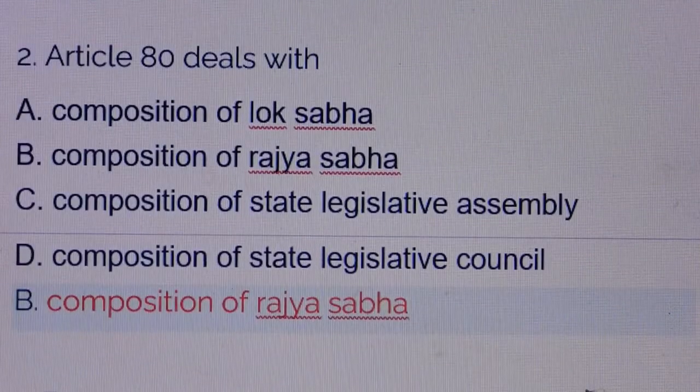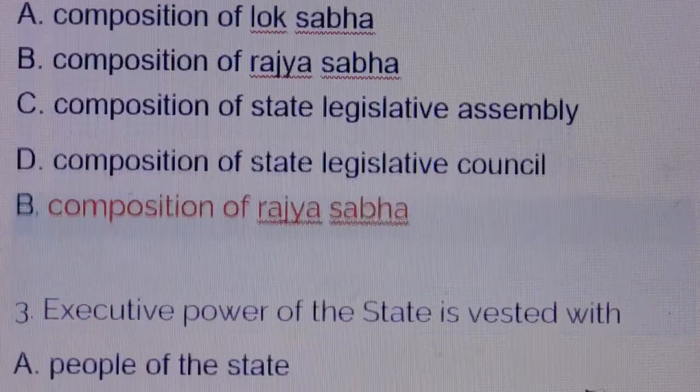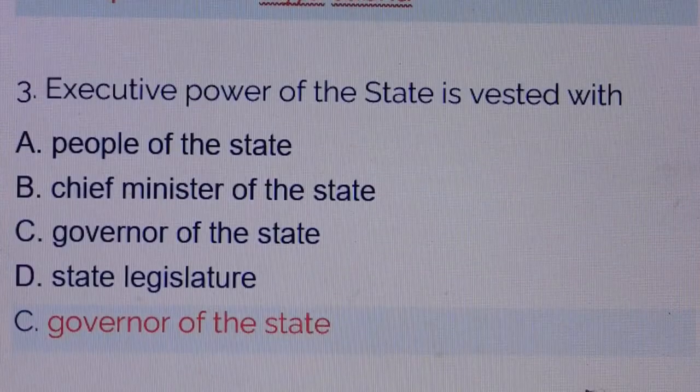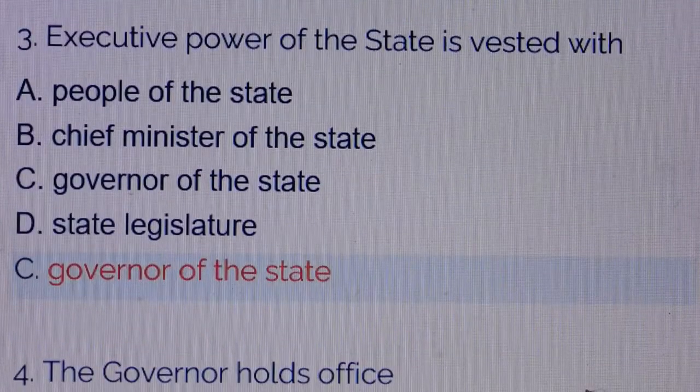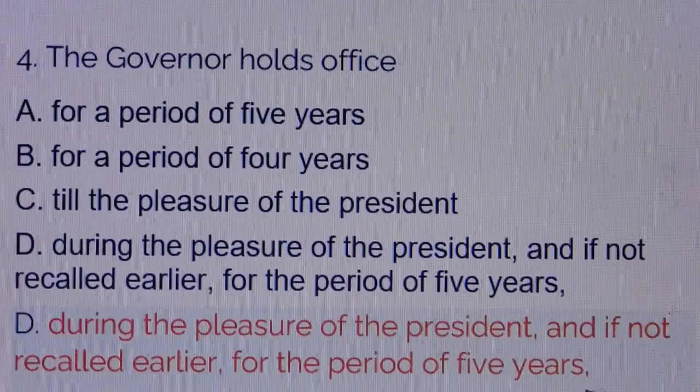Question number 2. Article 80 deals with. Answer is option number B. Composition of Rajya Sabha. Question number 3. Executive power of the state is vested with. Answer is option number C. Governor of the state. Question number 4. The governor holds office. Answer is option number D. During the pleasure of the president and if not recalled earlier for the period of 5 years.